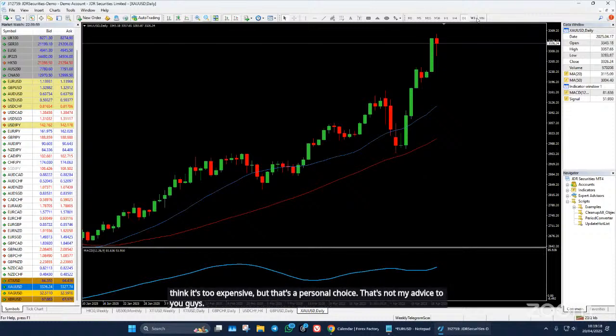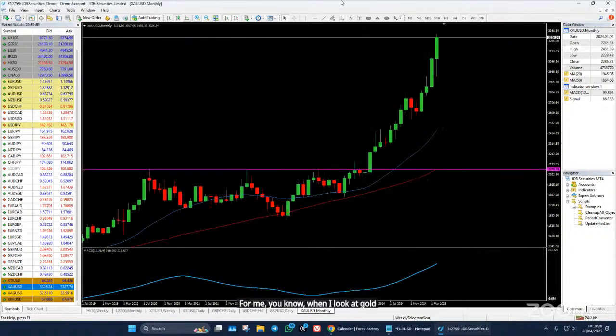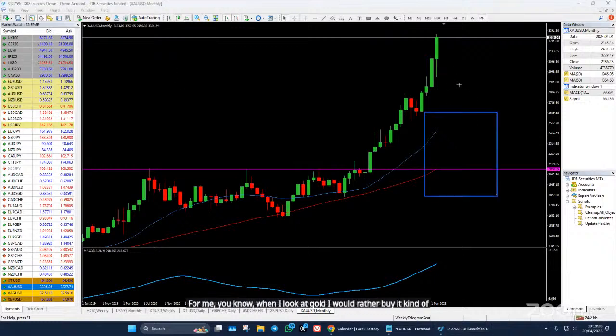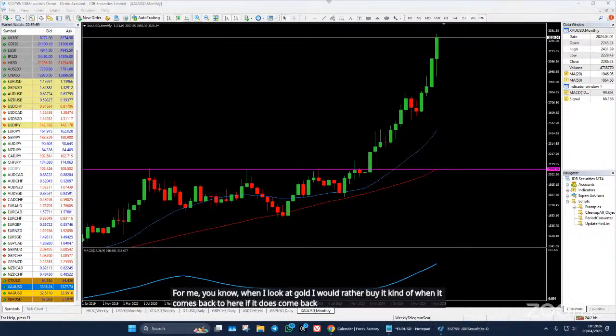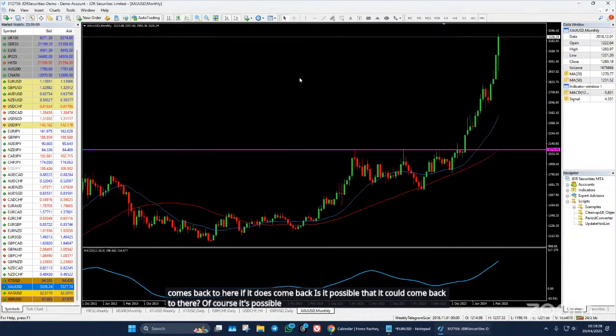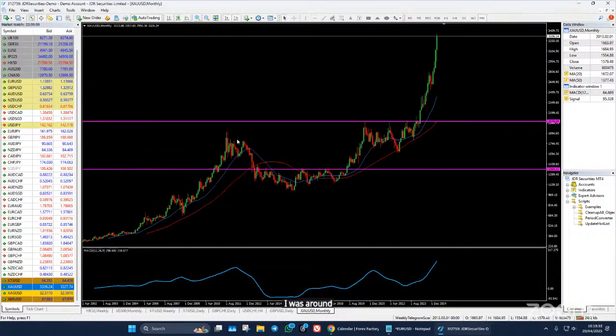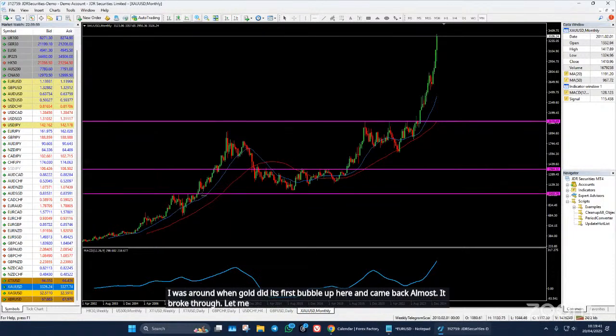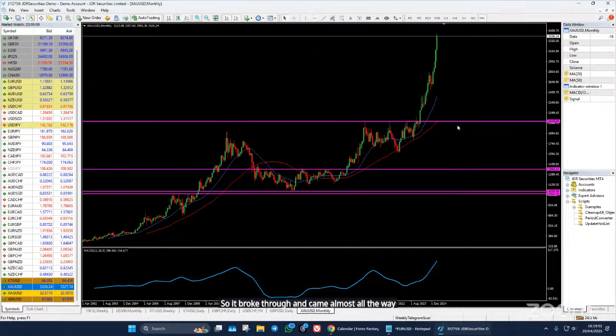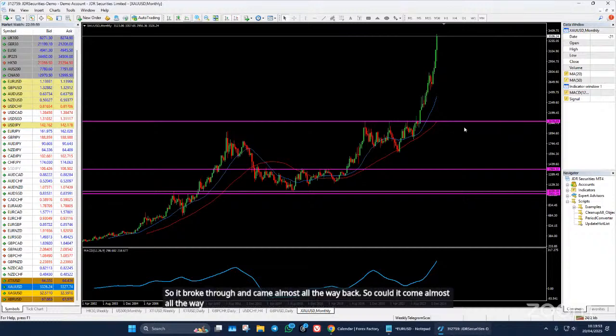For me, when I look at gold, I would rather buy it when it comes back to here, if it does come back. Is it possible that it could come back to there? Of course it's possible, because I was around when gold did its first bubble up here and came back almost. It broke through. Let me show you how much it corrected. That was $1,000, and it came down to $1,050. So it broke through and came almost all the way back. So could it come almost all the way back here? Yes, it could.